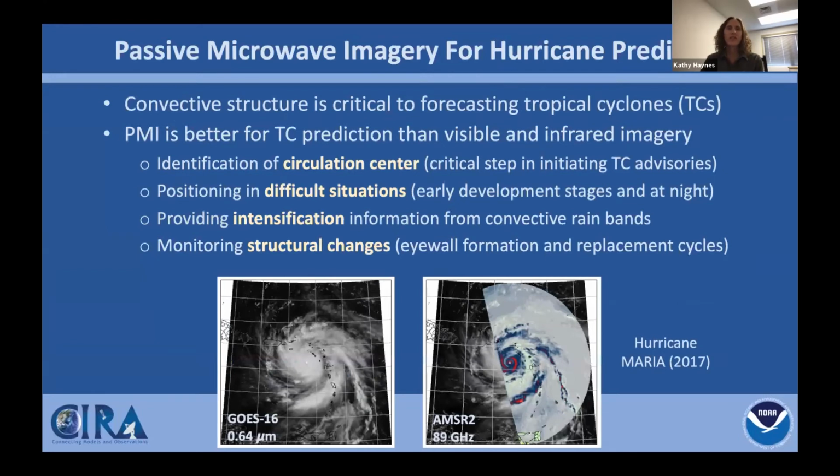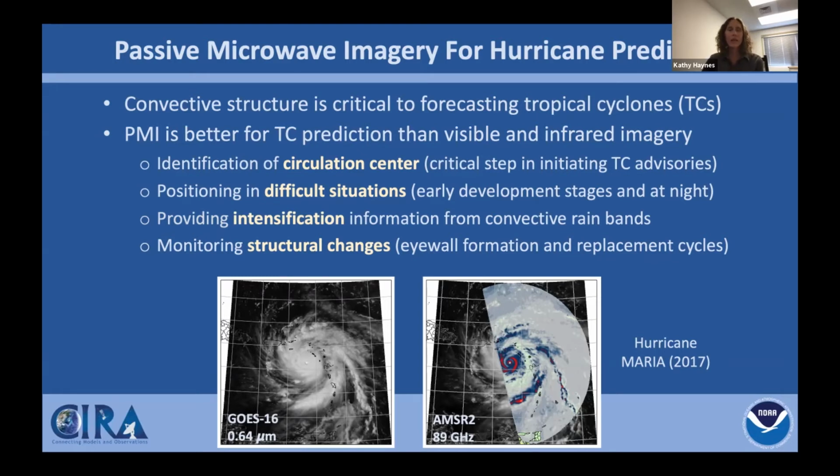So because of these features, passive microwave imagery is useful for hurricane prediction. And it's because the convective structure is critical in order to forecast tropical cyclones. PMI is better for tropical cyclone prediction than visible and infrared imagery for 4 basic reasons. First, there's the identification of circulation center, which is a critical step in initiating TC advisories. Next, it's also useful in positioning the storm in difficult situations, such as during early development stages and at night. Third, it's useful for providing intensification information from convective rain bands. And then finally, it's also useful for monitoring structural changes, such as eyewall formation and replacement cycles.